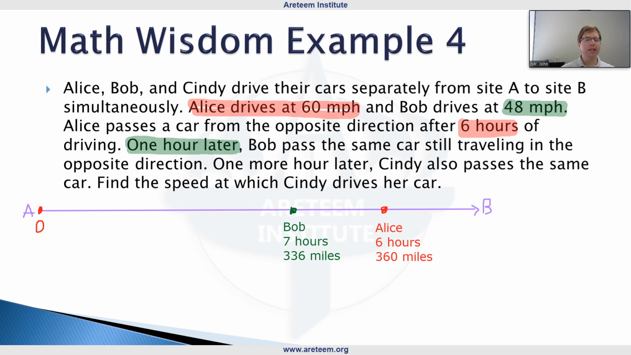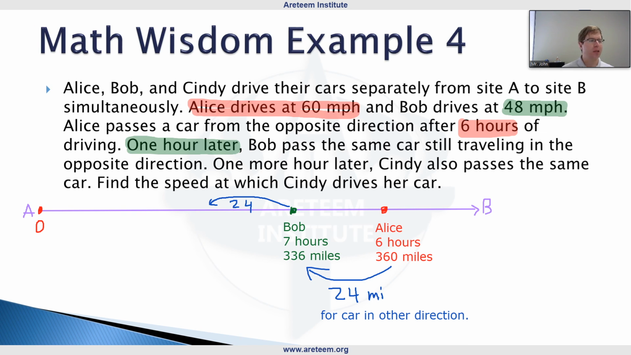So, what does this tell us in this case? This tells us that the car going in the opposite direction goes 24 miles in 1 hour. This is our key observation in this case. So in another hour, that car still goes another 24 miles.